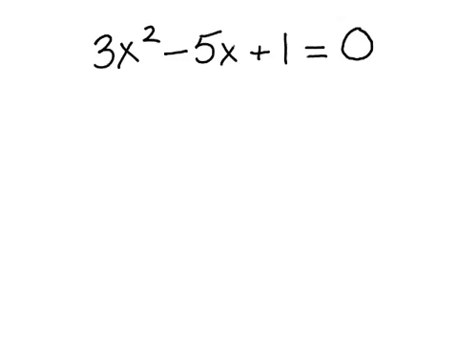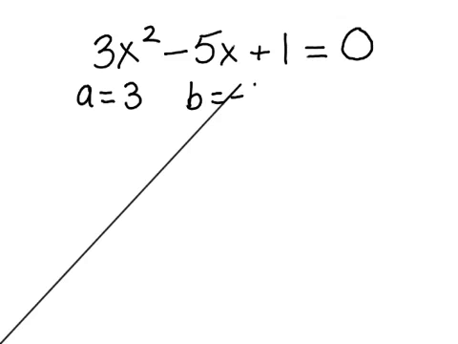Now to use it, all we're going to take are the coefficients for each term. Not the whole term, just the number part in front. So for this first one, we see that a is equal to 3. B is equal to negative 5. And C is equal to 1.